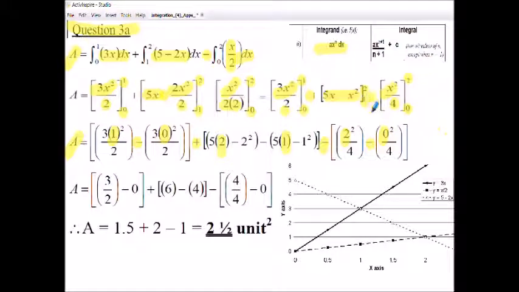So just put the values into the square brackets here. The rest of it is evaluation. I'll leave you to sort the number crunching out. What you should find eventually when you work it through is that the area enclosed by those 3 lines is 2.5 units squared.